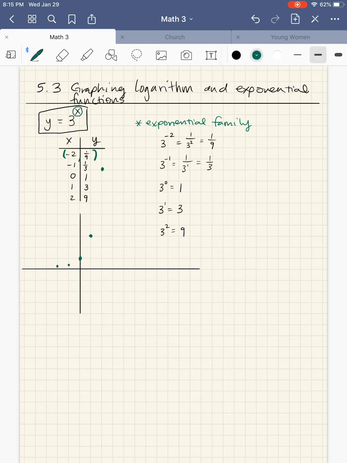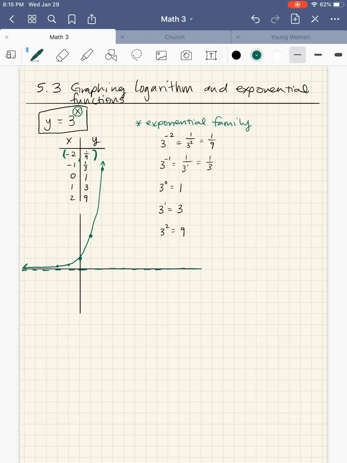So if I connect all those dots, we get the graph of the exponential. If you guys remember, it looks like this, and it gets closer and closer and closer to this x-axis, but never actually touches it. So we remember we call this an asymptote, where it's getting closer and closer, but never actually crosses or touches it. So that's the graph of our exponential family.